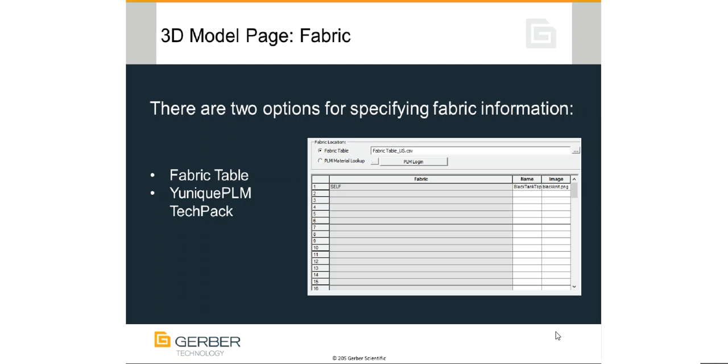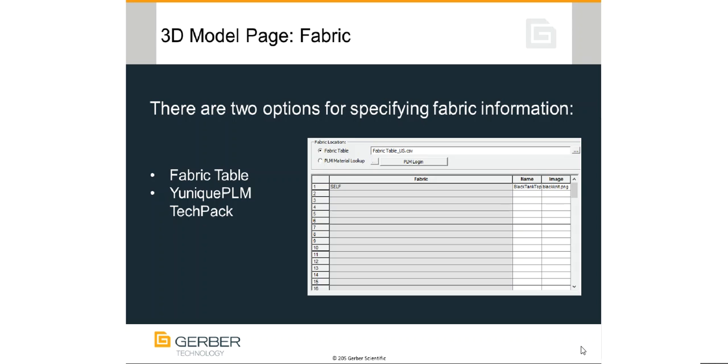When the first page of the model is defined, fabric types are copied into the fabric section of the 3D garment info page. There are 2 options for specifying fabric information: fabric table and PLM tech pack.